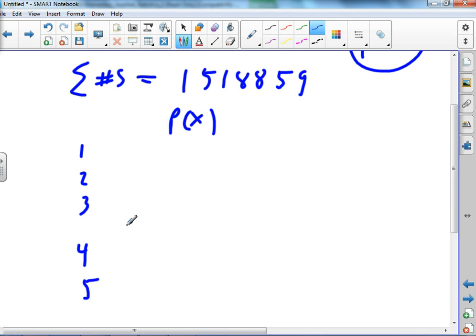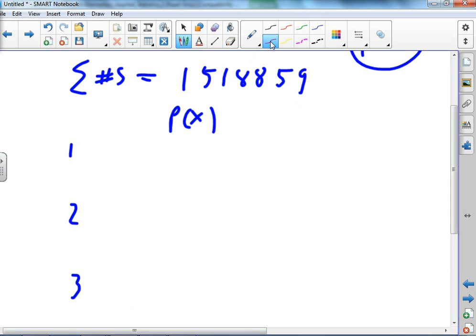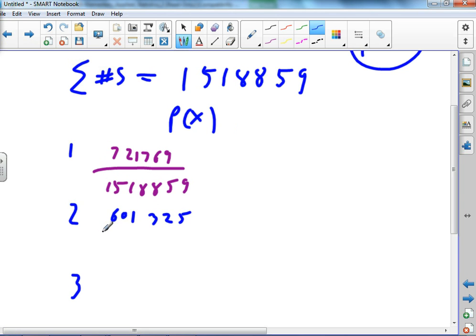So I'm going to give myself more room. 1, 2, 3, 4, 5. Okay. So I'm going to go 721,769 divided by 1,518,859. I'm going to go 601,325 divided by 1,518,859.